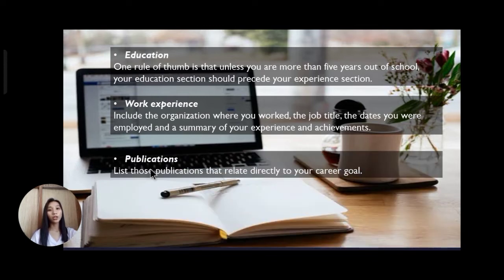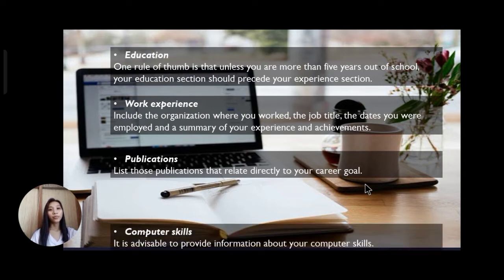Then, next is your publications. List those publications that relate directly to your career goals. Now, when listing your publications, it should be relevant to your career goals. Employers that are interested in your publications are those teaching hospitals, research organizations, consulting, and international organizations.